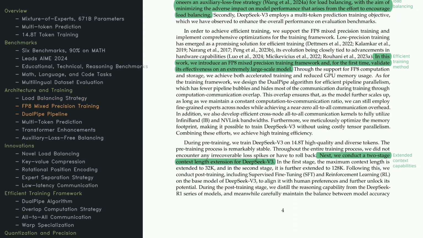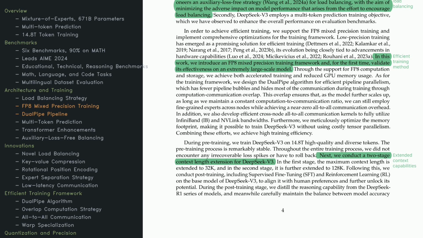Here, the paper dives deeper into training efficiency for large-scale models. One key method is FP8 mixed precision, which boosts training speed and reduces memory. You'll also see the dual-pipe algorithm for optimizing pipeline parallelism, trimming down communication delays while training. The design allows the model to scale smoothly across nodes, even with fine-grained expert distribution. Plus, advanced hardware like NVLink helps reduce overhead. They don't rely on expensive tensor parallelism.